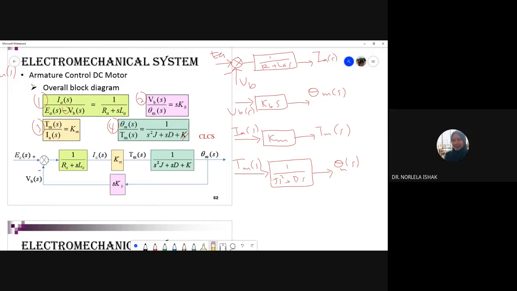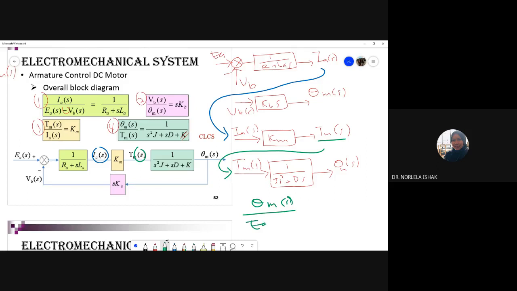The first subsystem, IA, the armature current, is your output. Supposedly it comes here to KM. The KM output is a torque. The torque comes here and gets theta. Theta is our output. So we want to define the transfer function, theta over EA. This is the transfer function we want to define.